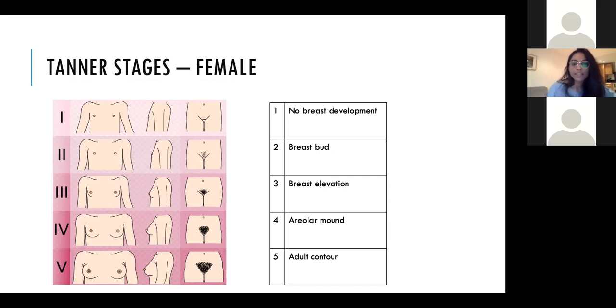And then the third stage is breast elevation, and you also have enlargement of the areola. Fourth is areolar mound, and I think that's above the contour of the breast, and then 5 is mature female breast. So normally these are very detailed stages, but I like to keep things simple because I can't remember if it's not simple. So I broke it down into just a couple of words for each one. Hopefully this will be helpful for you guys. I don't know if you need to remember this, but it's just good to know the different stages.